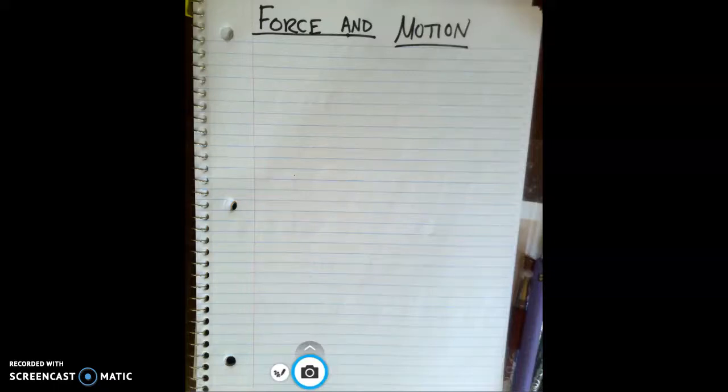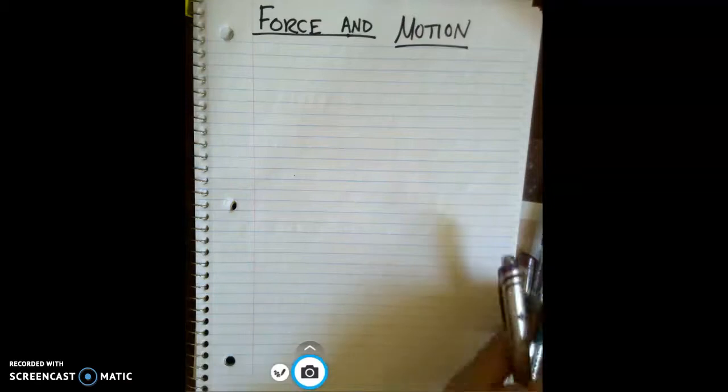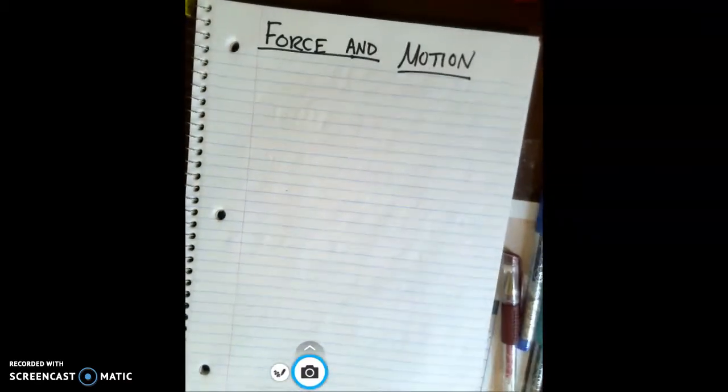Today we are going to be talking about force and motion. Okay, so we're starting our new science unit on force and motion. So we're going to be talking more about these things in the next few weeks.